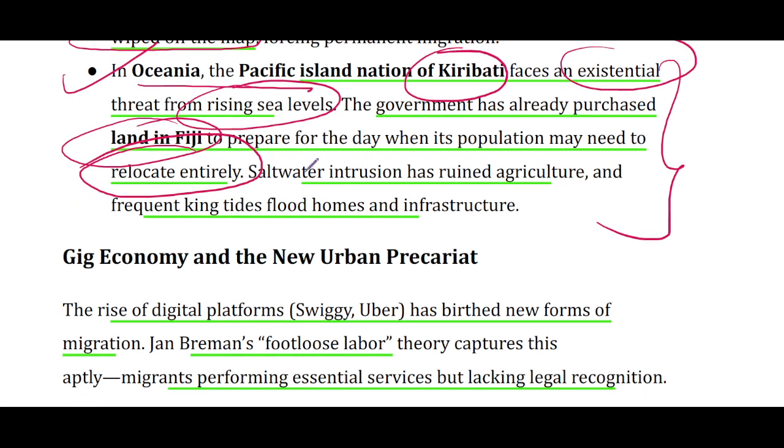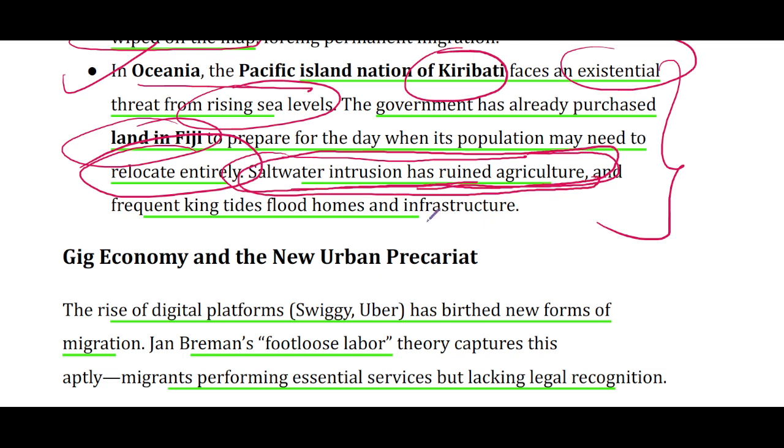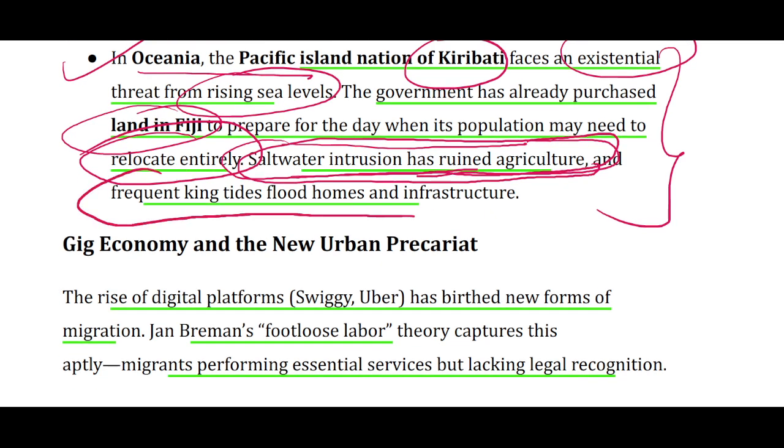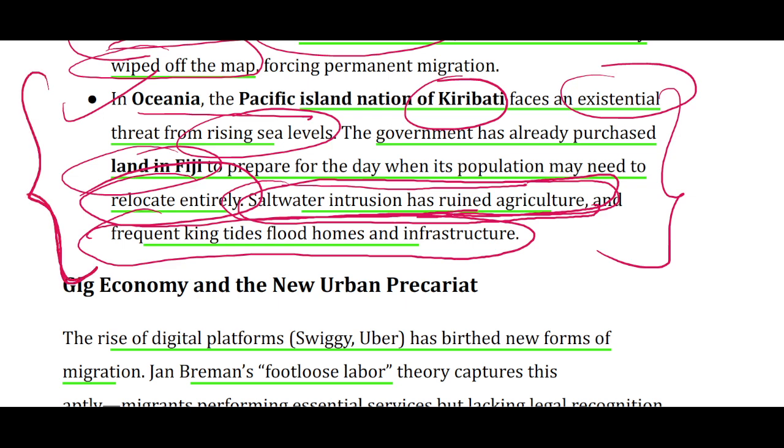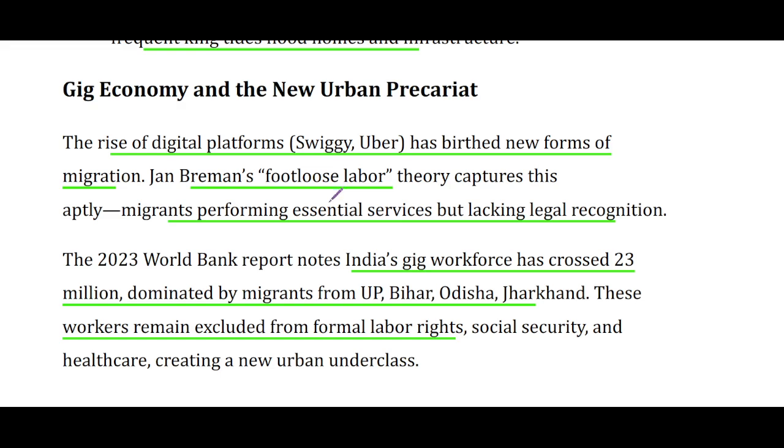And coupled with it, because of rising sea level, salt water intrusion, जो समंदर का पानी है, has intruded the agricultural land. Because of that, land becomes infertile, and frequent king tides also flood homes and infrastructure. And all of these phenomena are traced to climate change.